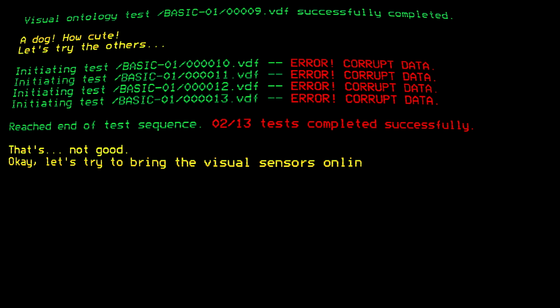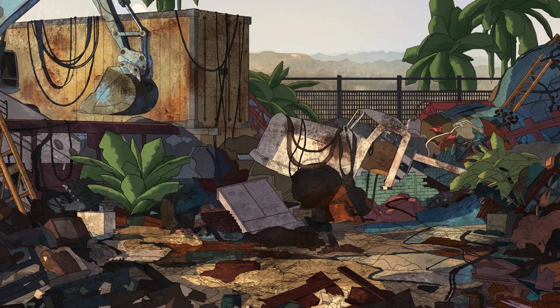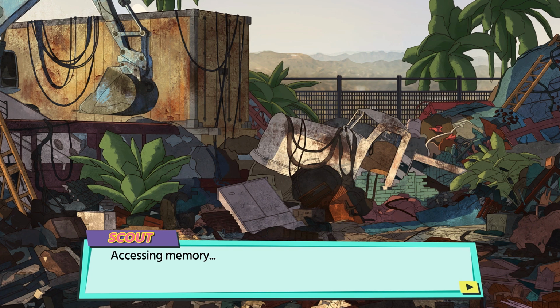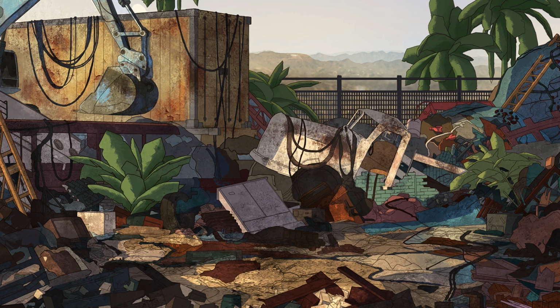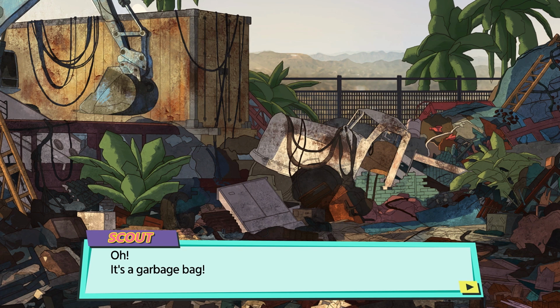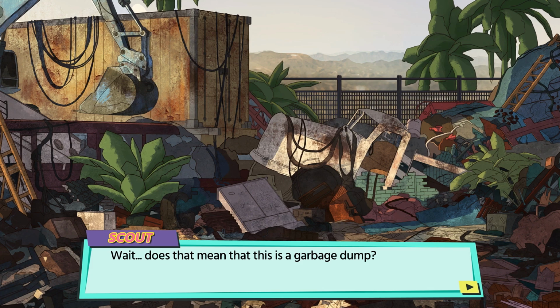That's not good. Okay, let's try to bring the visual sensors online. Where am I? Accessing memory. 85% memory corruption? How? What happened? I should try and find a way out. Oh, it's a garbage bag. Wait, does that mean this is a garbage dump? Did someone throw me away?